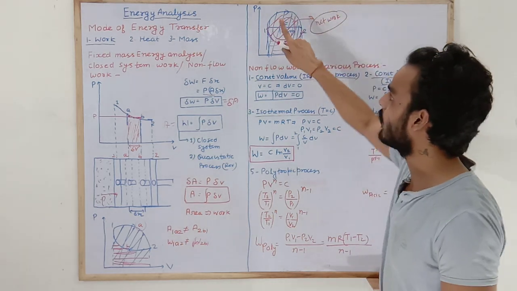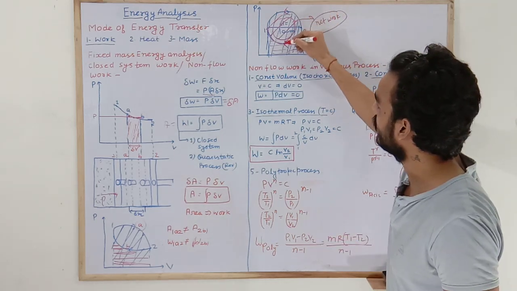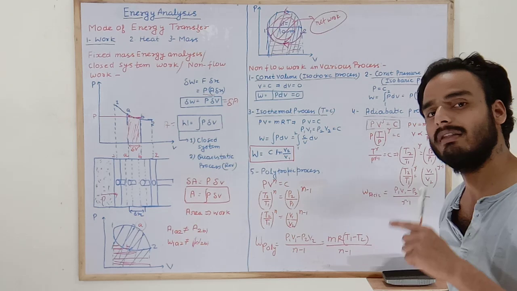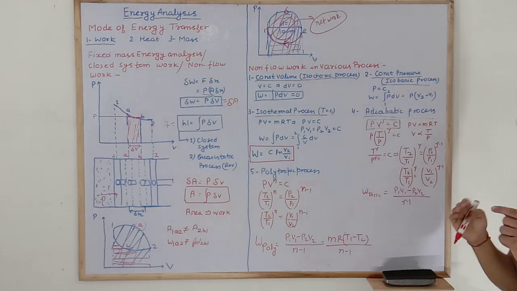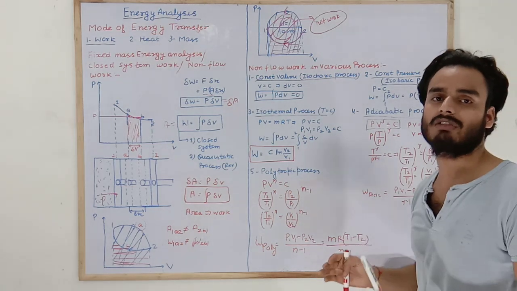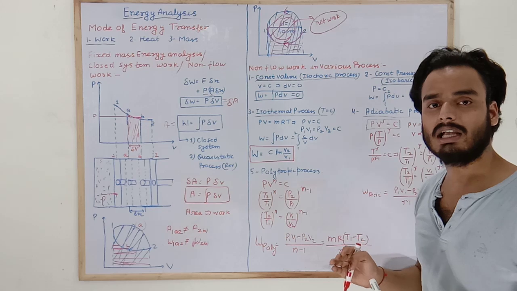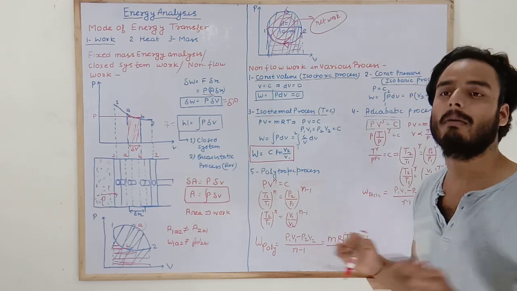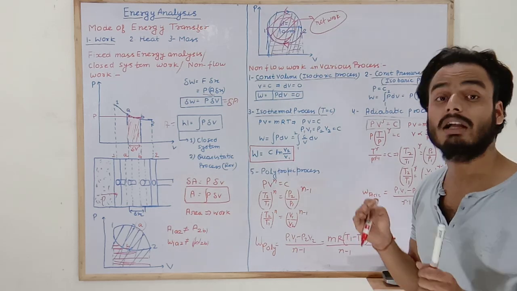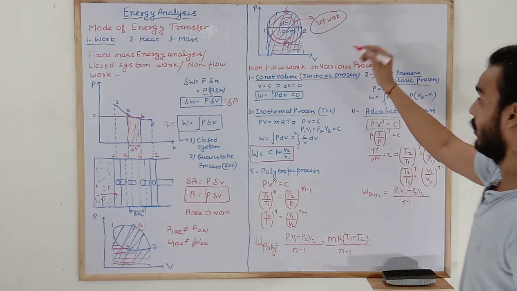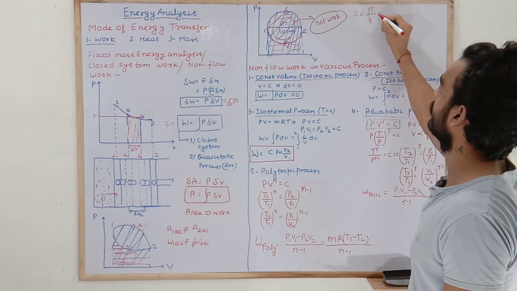If this is a clockwise cycle, it will be a power producing device, and if this is an anti-clockwise cycle, it will be a power consuming device. So the statement is: area enclosed by a cyclic process gives the net work interaction, and for a clockwise cycle it is a power producing device, and for an anti-clockwise cycle, a power consuming device. Okay, now what is the area of the circle? Pi by 4 d square.